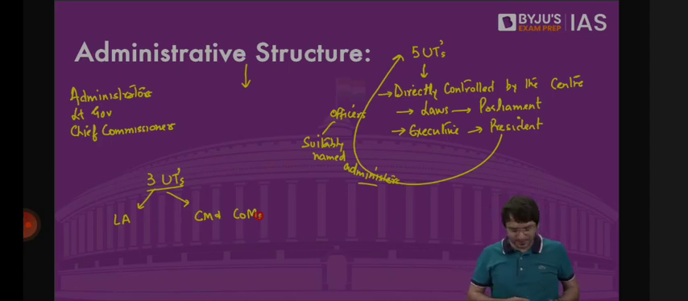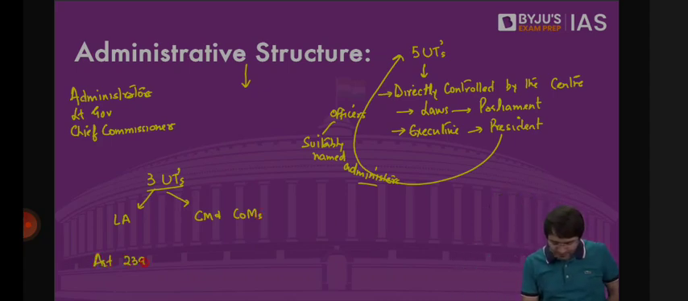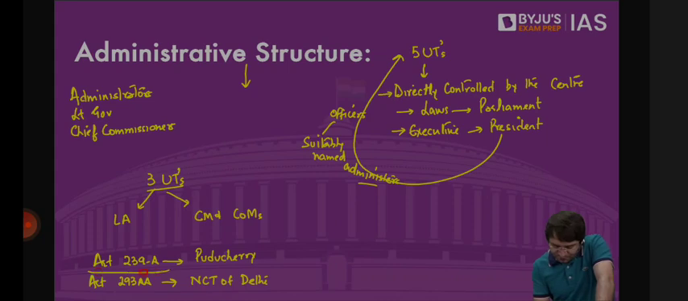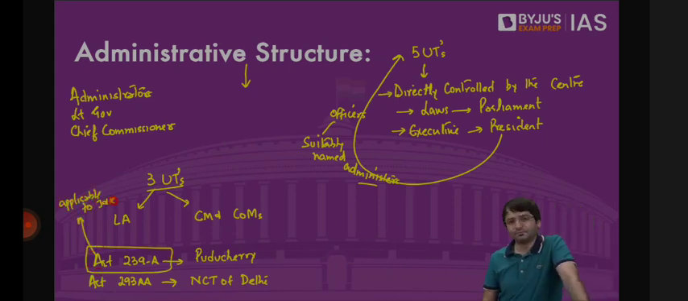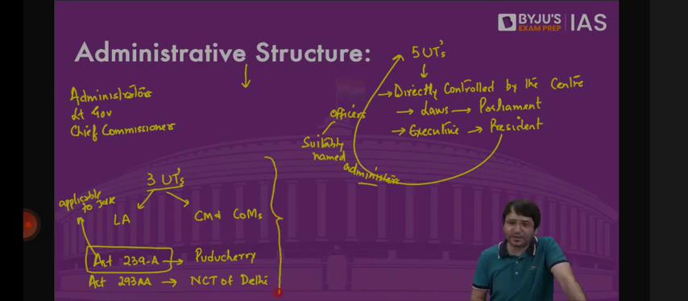Article 239A talks about Puducherry. Article 239AA talks about the National Capital Territory of Delhi. And the provisions of Article 239A are applicable to Jammu and Kashmir as well. That means there is some sort of democracy in these union territories. People directly elect their MLAs to the legislative assembly. These MLAs choose the chief minister and council of ministers as well. So we have a chief minister in Delhi, we have a chief minister in Puducherry, we have a legislative assembly in Delhi, we have a legislative assembly in Puducherry.